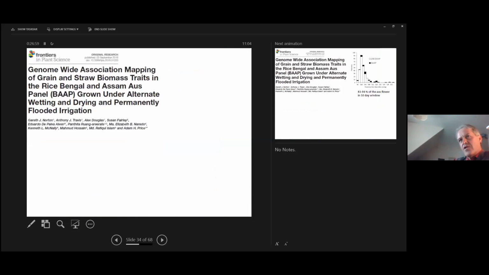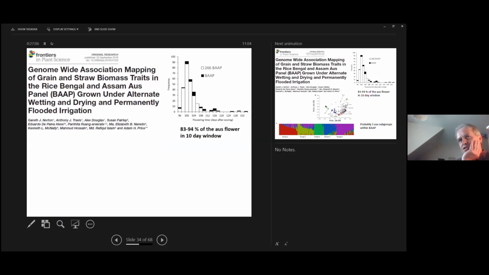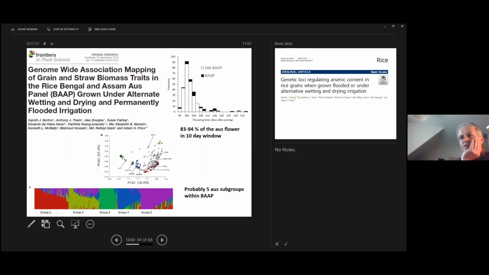So the first paper on this mapping population, I won't go into much detail on it, but I'll just show you 2 pieces of information that we published in the first paper. First of all, the flowering time: when we grew this in Bangladesh, 83 to 94% of the AUS cultivars flowered within a 10-day window. So we were very happy with that. We managed to do something we think is really important for any trait related to grain traits that might be influenced by flowering time. Most of them flower within a window. And we recognize, using those 2 million markers, that there are actually 5 subgroups within AUS. Interestingly, some of them are specific to Bangladesh and some are specific to India. I forget which ones. Some of them are found in both India and Bangladesh.